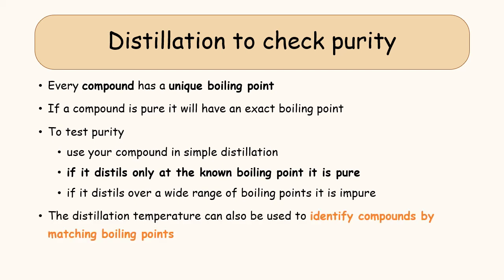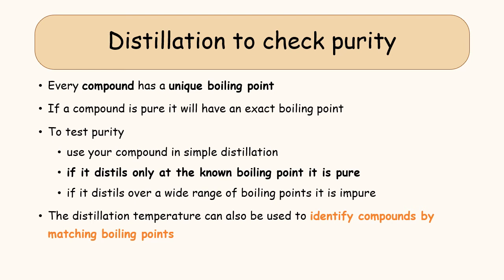You can also use distillation to help identify compounds, because if you can match the temperature at which it's entering the condenser in a distillation experiment, and you know what compounds were in the mixture, you can say, well, that compound has that boiling point, therefore that is the compound that I have extracted. So you can match boiling points to the known boiling points of chemicals.